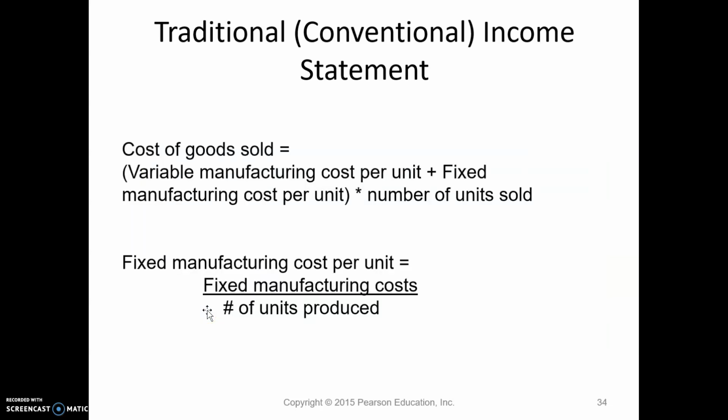For the cost of goods sold, as I said, we need to get our manufacturing cost per unit. The variable costs are already stated as a set amount per unit. The fixed manufacturing cost you're going to have to calculate. You take your total fixed manufacturing cost and divide that by the units produced. That needs to get added to your variable cost per unit to get the total manufacturing cost per unit, and you multiply that by the units sold.